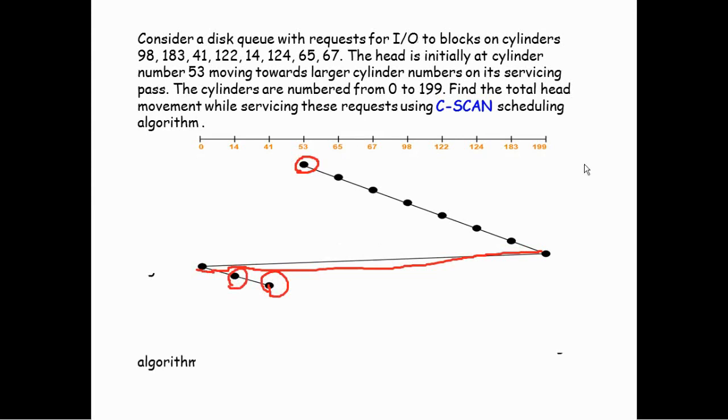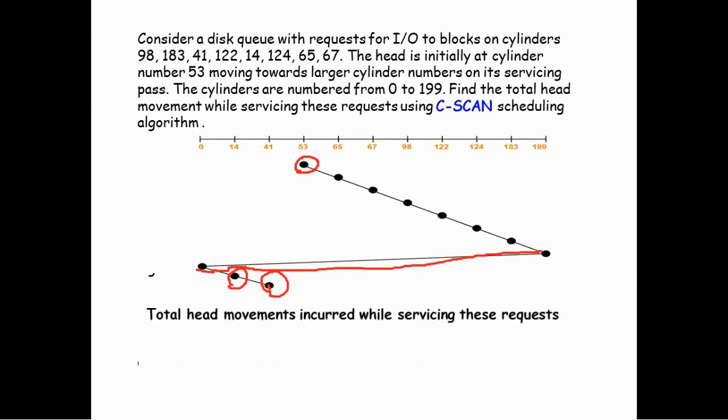Let us compute the total head movements. Total head movements will be 199 minus 53 plus 199 minus 0 plus 41 minus 0. And the final answer will be 386. This is how the CSCAN scheduling algorithm works.